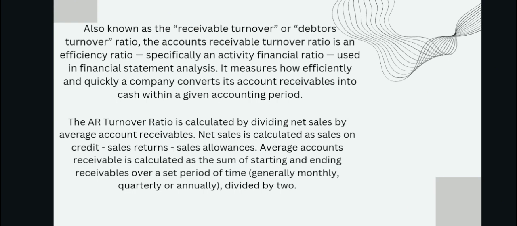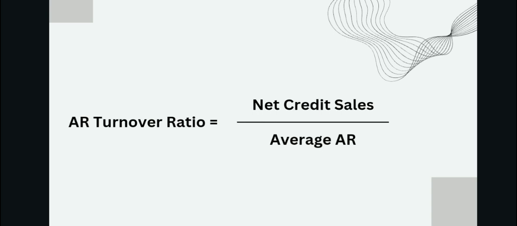The accounts receivable turnover ratio is calculated by dividing net sales by average accounts receivable. Net sales is calculated as sales on credit minus sales returns and sales allowances. Average accounts receivable is calculated as the sum of starting and ending receivables over a set period of time, generally monthly, quarterly, or annually, divided by 2. The formula for calculating the accounts receivable turnover ratio for a year looks like this: accounts receivable turnover ratio is equal to net credit sales divided by average accounts receivable.